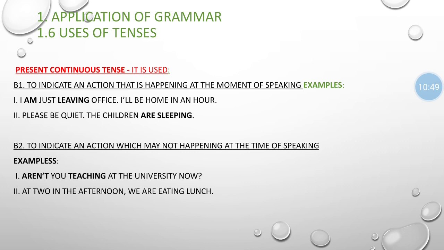Number 1, to indicate an action that happens at the moment of speaking. It means the action is continuously going on. I am just leaving the office. I will be home in an hour. In this example, I is the subject, am is a helping verb, and leaving is the verb in ing form. Am leaving indicates the continuous action. I am just leaving the office. I will be home in an hour.